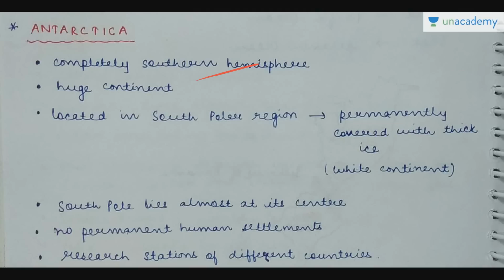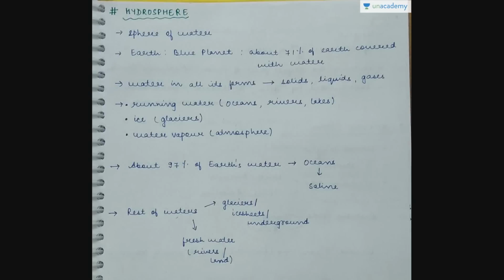It is a huge continent. It is located in the south polar region. So it is near the South Pole and it lies almost at its center. Now since it is located in the South Polar region, it is permanently covered with thick ice. It is also known as the white continent. And since ice is there, there are no human settlements, and different countries use this continent to set up their research stations. India also has research stations in Antarctica, and different countries also have them.